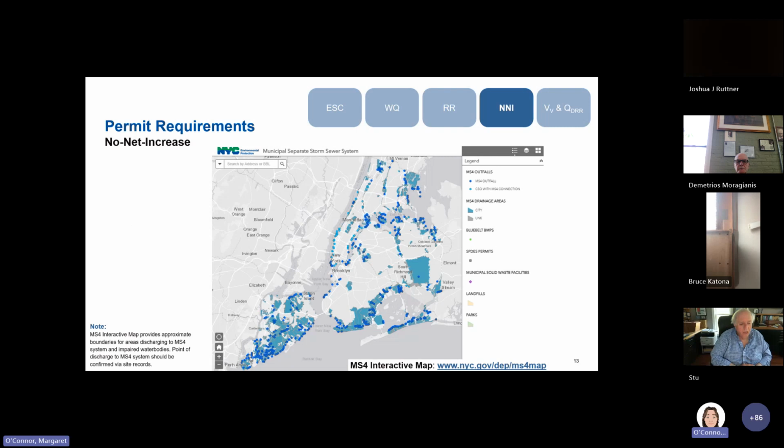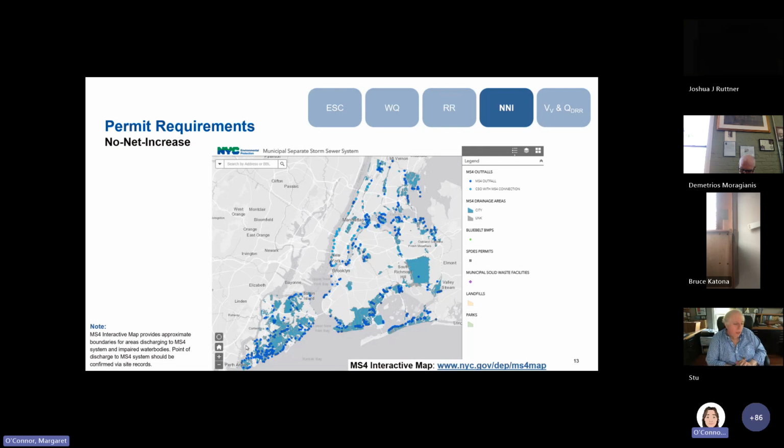Generally, you can find out if you're in an MS4 area. This only applies in the MS4 area, and you find out if you're in the MS4 area using the online municipal separate storm sewer map. It's a very, very good tool. But especially in Eastern Queens and some areas of Staten Island, the sewer system is changing and growing, so the map is not absolutely accurate.